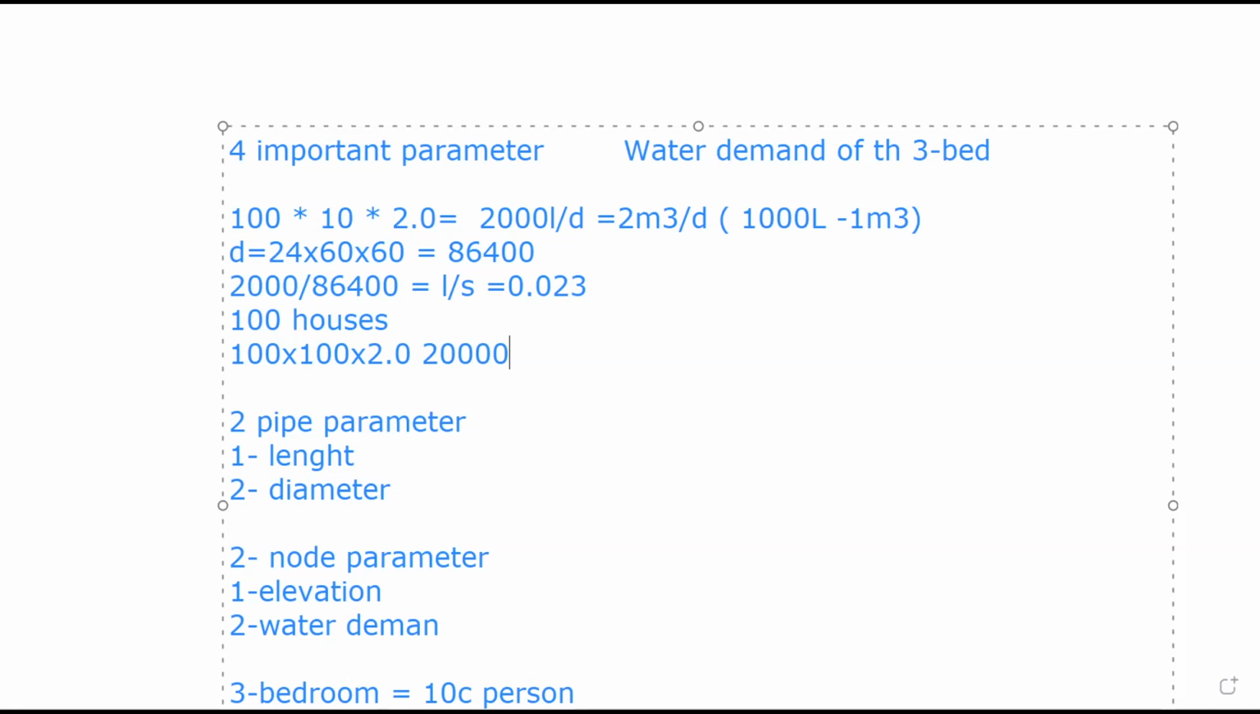Okay, so that is that. We have 20,000 liters a day, which can also be written as 20 cubic meters. But the 100 is houses, so you're supposed to use the approximate number of people per house, right? Not the 100 houses.